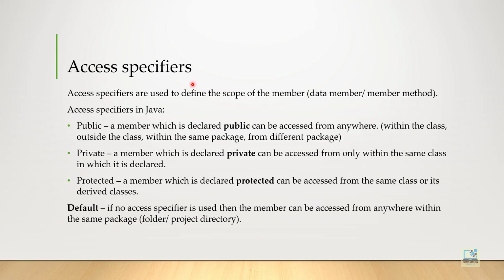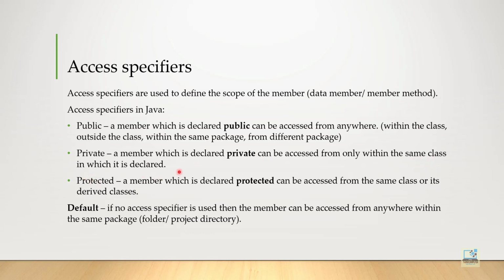Access specifiers. Access specifiers are used to define the scope of the member, that is data member or member method. Access specifiers in Java. So in Java we have three types of access specifiers: public, private and protected. Public. A member which is declared public can be accessed from anywhere. By saying anywhere, I mean within the class or outside the class or within the same package or from a different package.